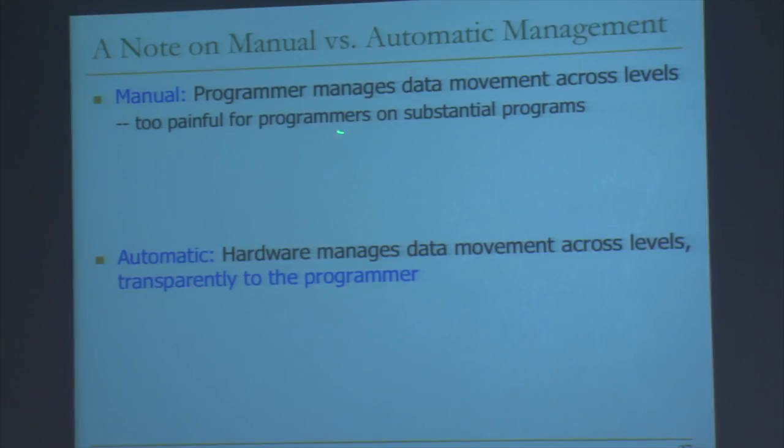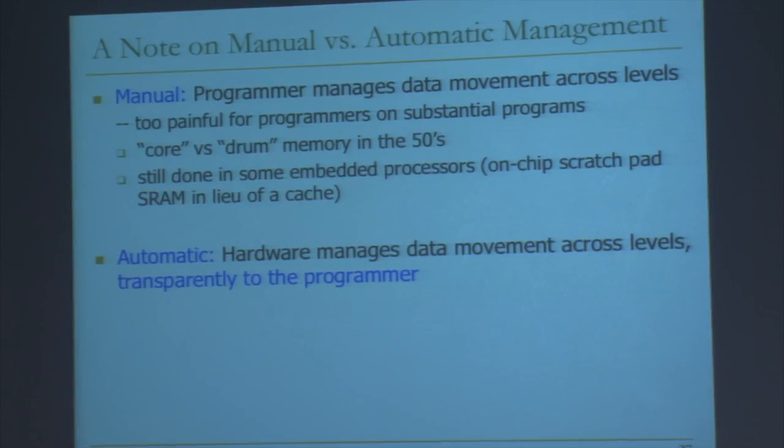Usually, this is too painful for programmers on substantial programs, unless you're an expert programmer. Because remember, the programmer doesn't even have enough time to code correctly. If you ask him or her to manage the data, then they need to know the details of the pipeline. So compilers can do this more effectively as long as they can determine what data has spatial locality as well as temporal locality. And that turns out to be a difficult problem for the compilers as well, for substantial programs. Well, this used to be done, actually, in the 50s, and people have moved to automatic cache-based management.